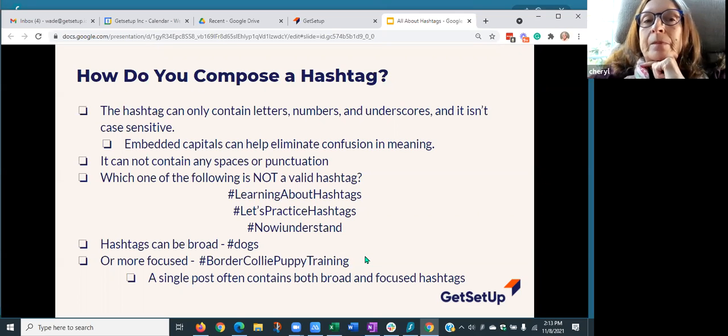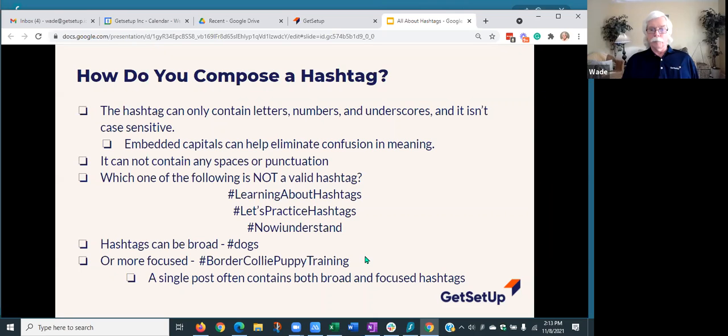Wade, yes. Are we talking about a particular platform here? Are we only talking about Twitter, for instance? No, time permitting, I'll show you some examples on Twitter, Facebook, Instagram, and YouTube, which are the four biggest ones that use it, but there are others that use it as well. And there are some differences in how they are used.